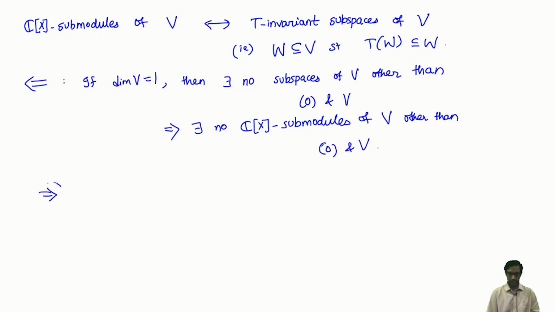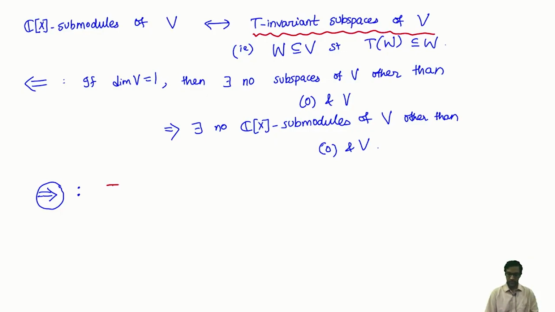It's the other direction that we need to work on. If it is simple, you're given that it's a simple C[x] module, then you need to show that the dimension has to be 1. Let's analyze what a submodule is. You're given it is simple, which means that it has no C[x] submodules other than 0 and the whole. A submodule is just a T invariant subspace. So what you're given is that this complex vector space V has no T invariant subspaces other than 0 and the whole.